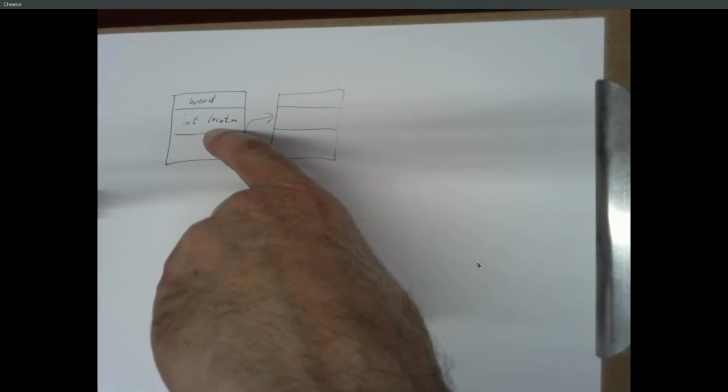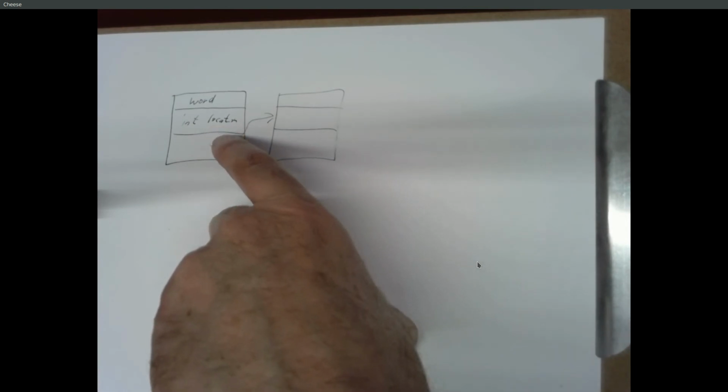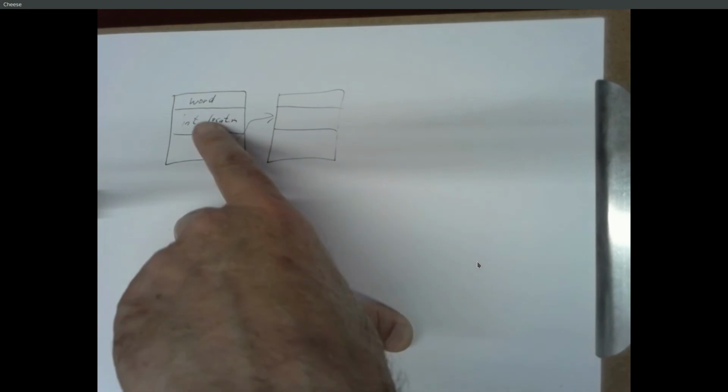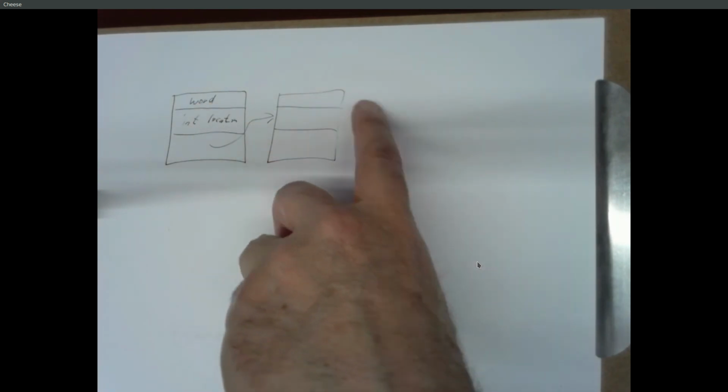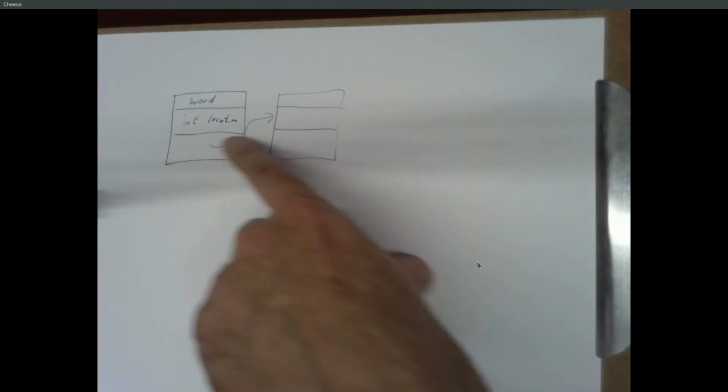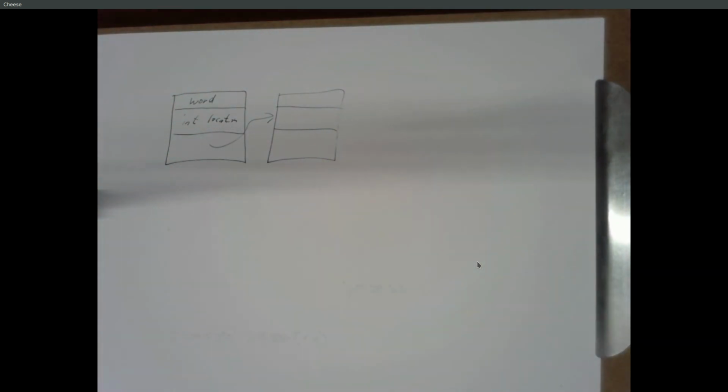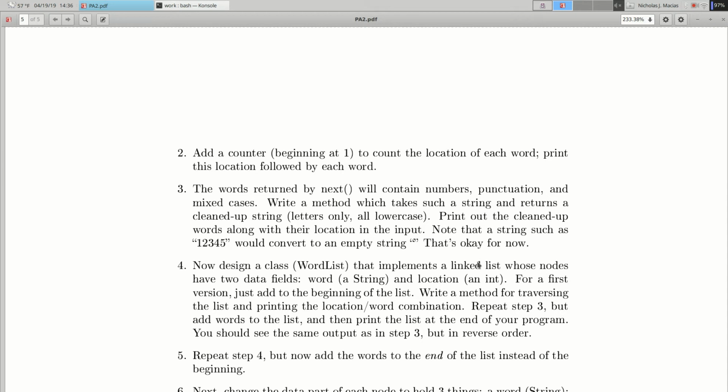And what you're going to do is store each word that you read from the input in a node of your linked list. You're going to store the word, store the location. Take the next word, store the location, and so on. So yeah, the locations will be sequential, but that's okay. You're building up a structure that you can use more generally.